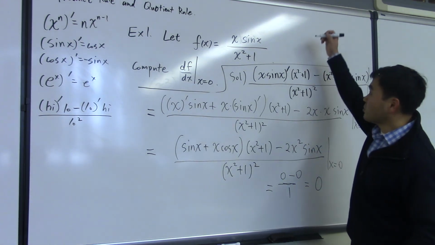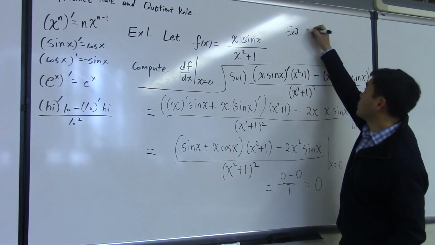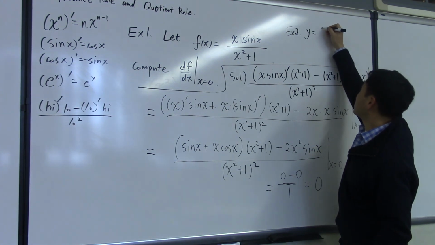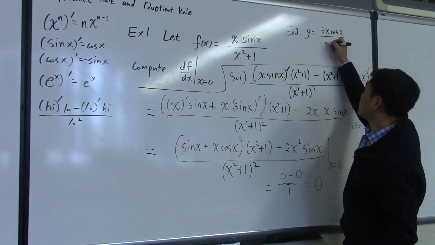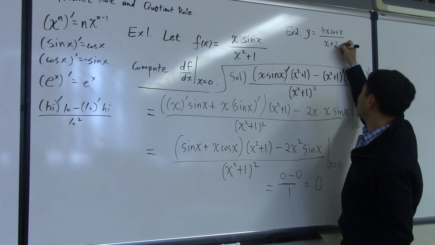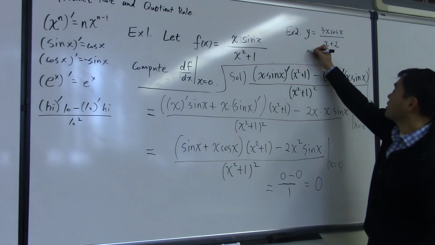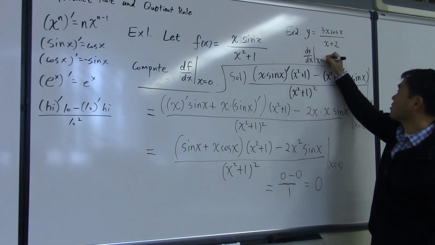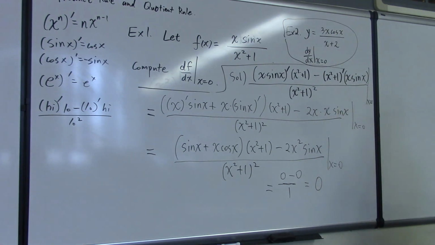Now, I'll give you some time to try something similar. Example 2, try y equals, say, 3x cosine x over x plus 2. Okay. So for this one, try dy dx at x equal to 0. Try this question on your own.